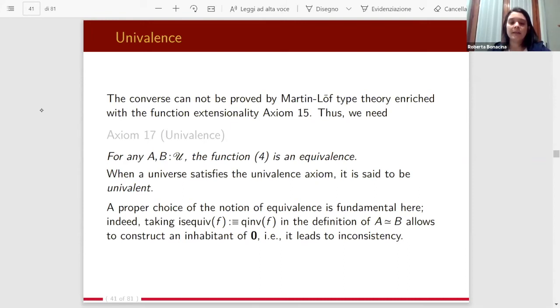Now here a proper choice of the notion of equivalence is fundamental. Indeed, taking quasi-inverses as the notion of equivalence in the definition of an equivalence would lead to inconsistency. We will not see this proof, but it will cause problems and lead to the inconsistency of the system, while taking the other notion of equivalence, having both two distinct left and right inverses, does not cause these problems.